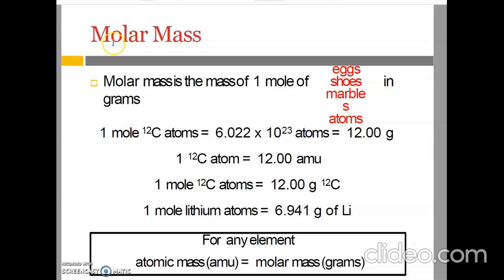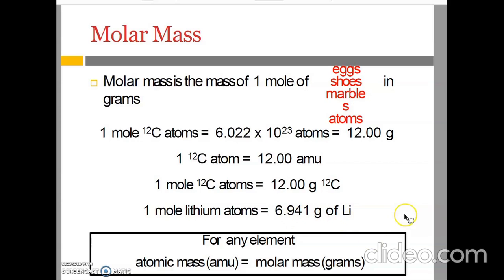Next, we're going to look into the molar mass. Molar mass is the mass of 1 mole of anything, it shows the number of atoms in grams. Untuk 1 mole carbon-12 atom, kita ada 6.022 times 10 to the power 23 atoms, which is equal to 12 gram. Dalam satu carbon-12 atom, kita ada relative atomic mass 12 AMU. So dalam 1 mole carbon-12 atom, kita ada 12 gram carbon-12. Kalau dalam 1 mole lithium, kita ada 6.941 gram of lithium.